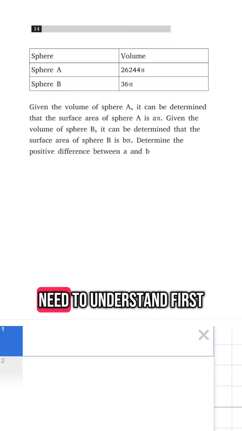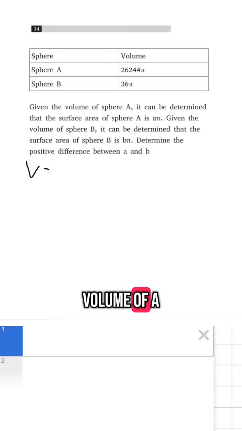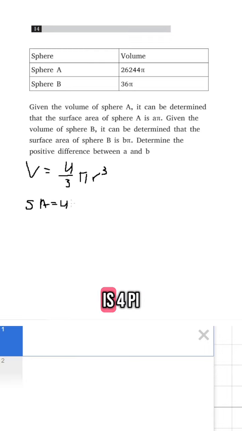So in this question, what we need to understand first is that the volume of a sphere is 4/3 pi r cubed. We also need to know that the surface area of a sphere is 4 pi r squared. So what I can do is use my volume to then find the radius and then find the surface area. So let's find this for B.